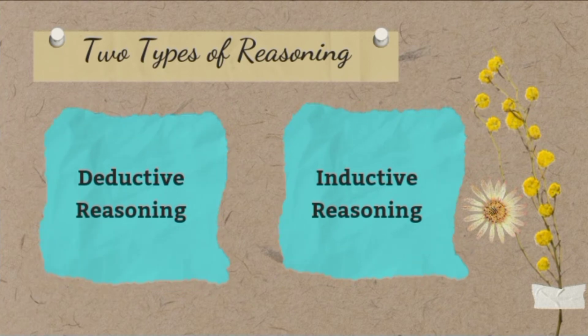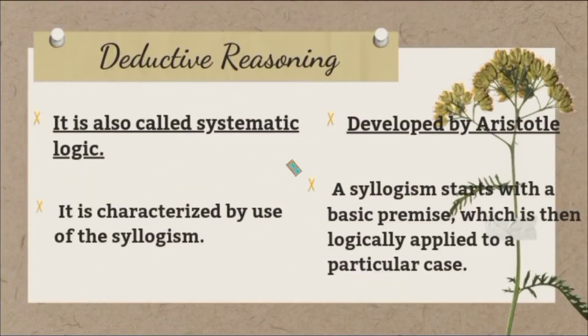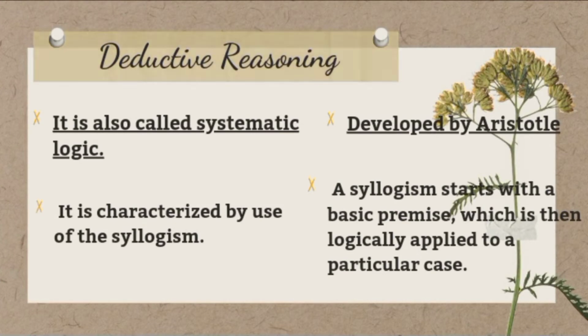There are two types of reasoning, deductive reasoning and inductive reasoning. Deductive reasoning is also called systematic logic. It was developed by Aristotle and it is characterized by use of syllogism. A syllogism starts with a basic premise which is then logically applied to a particular case.